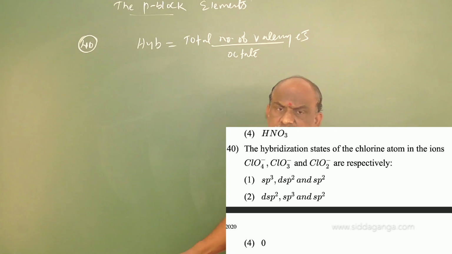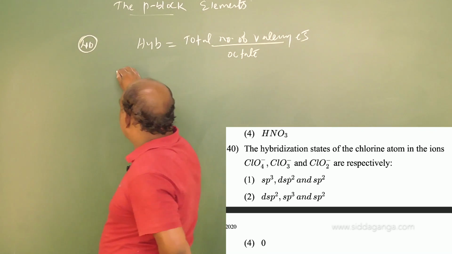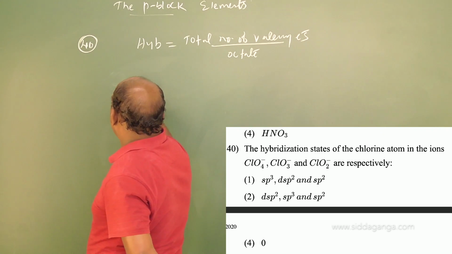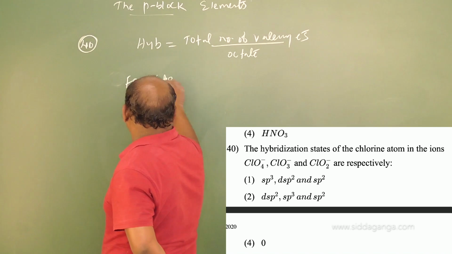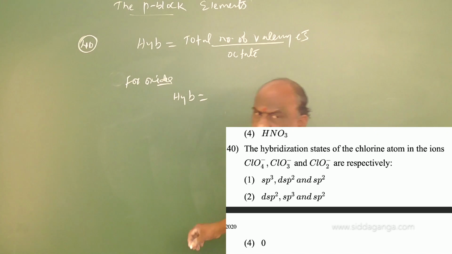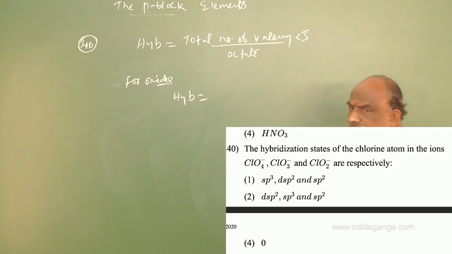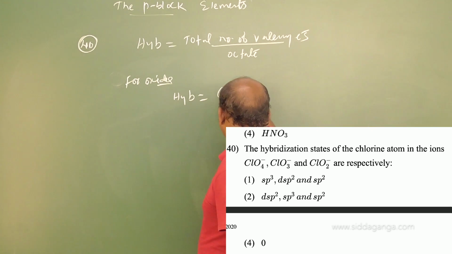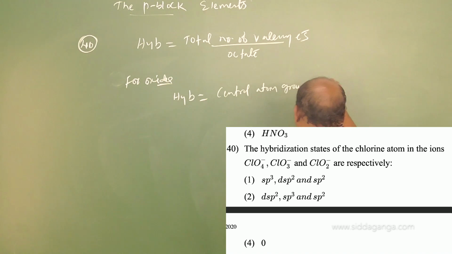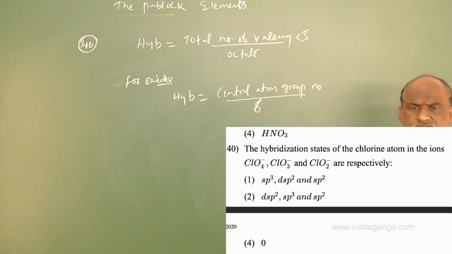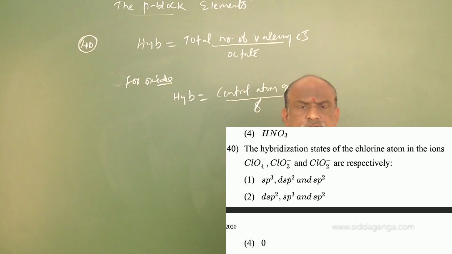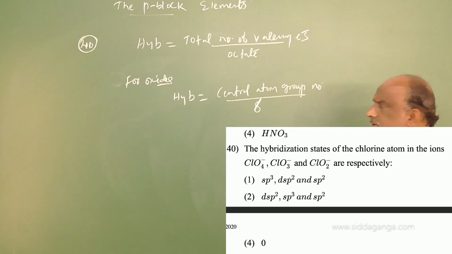What is here in this example? Oxides. This is not an exception, and you should make a note for oxides. For oxides, hybridization is equal to the central atom's group number divided by 8. Whatever oxides are there, don't consider the oxygen; only consider the single element.